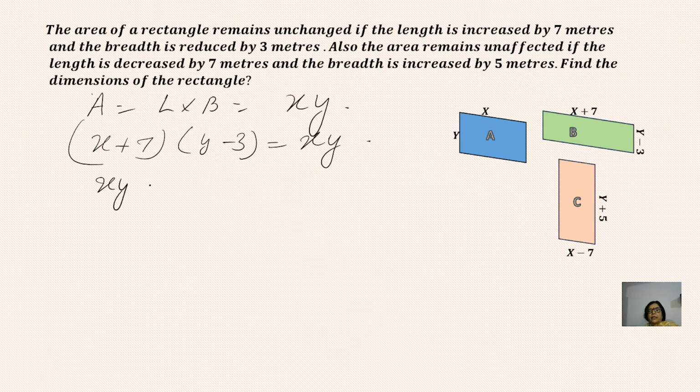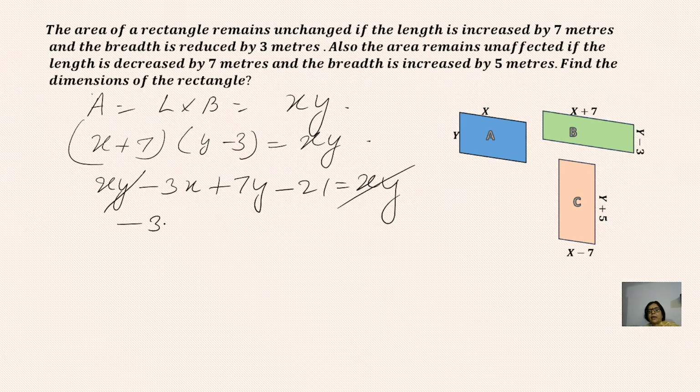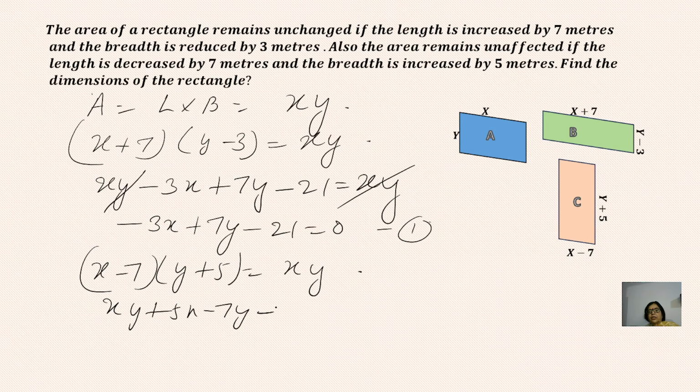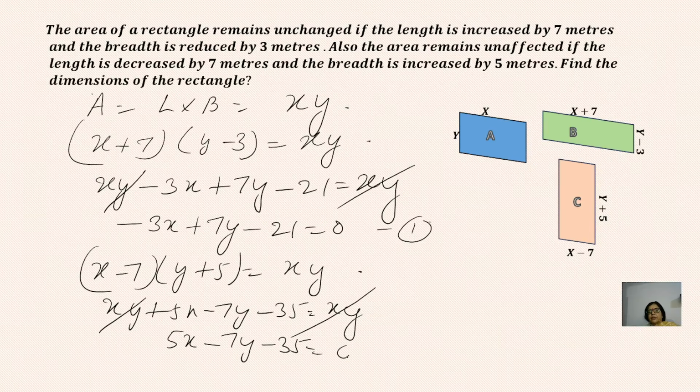So if we multiply this, we get here xy minus 3x plus 7y minus 21 is equal to xy. So this gets cancelled. We are left with minus 3x plus 7y minus 21 is equal to 0, the first equation. Also, the area remains unaffected if the length is decreased by 7 meters. That means the new length is x minus 7 and the new breadth is y plus 5. This is again equal to xy. So if we multiply, we get xy plus 5x minus 7y minus 35 is equal to xy. So this gets cancelled and we are left with 5x minus 7y minus 35 is equal to 0.